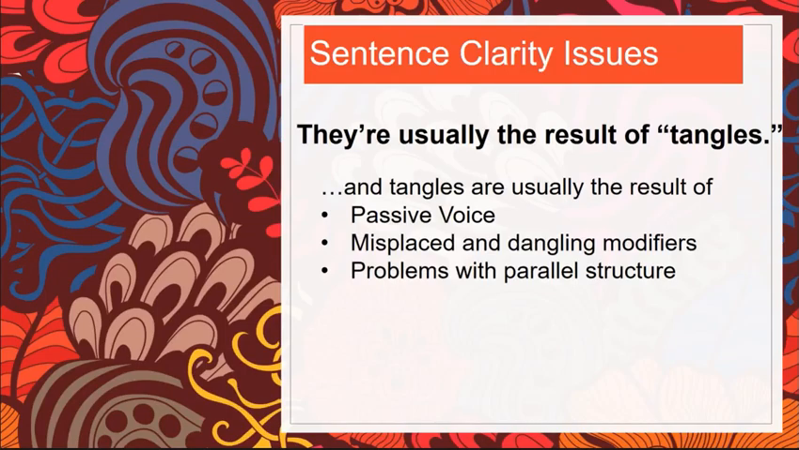When we talk about sentence clarity issues, these things are usually the result of tangles, and tangles are usually the result of passive voice, misplaced and dangling modifiers, or problems with parallel structure. Now, these aren't grammatical issues. In fact, there's something entirely different called style. It still affects the clarity of your writing, but it's not about commas. That said, the more tangled your sentence is, the more likely you are to have other grammatical issues affecting the clarity of that sentence.